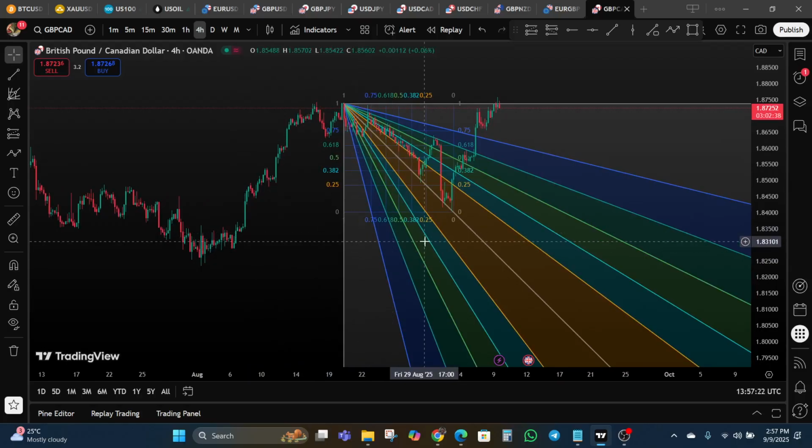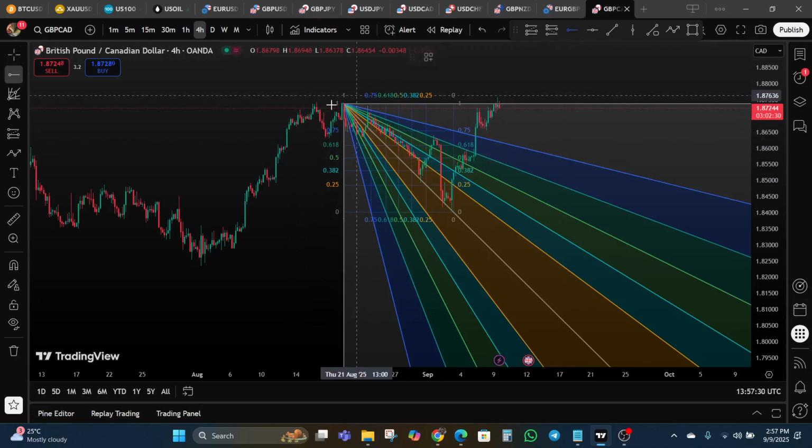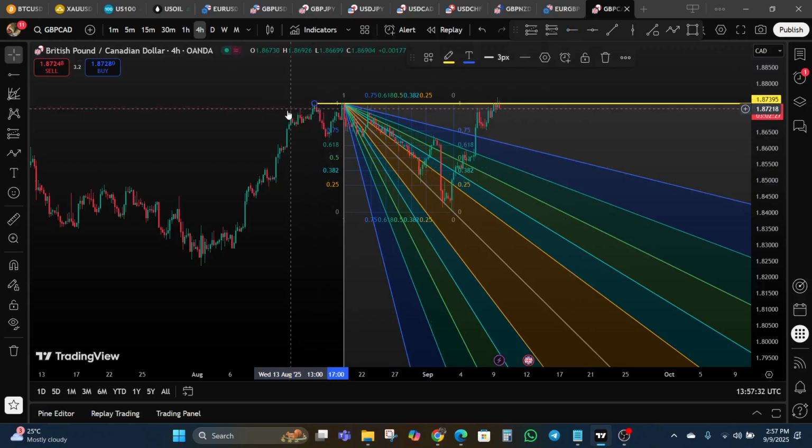So now, to draw the fan, you need to start by identifying a significant swing high like we did here. You can see that we actually had a significant swing high around this point. This exactly is the swing high zone. So you identify a significant swing high and you identify a significant swing low. You're going to draw the fan from the swing high to the swing low on your chart.